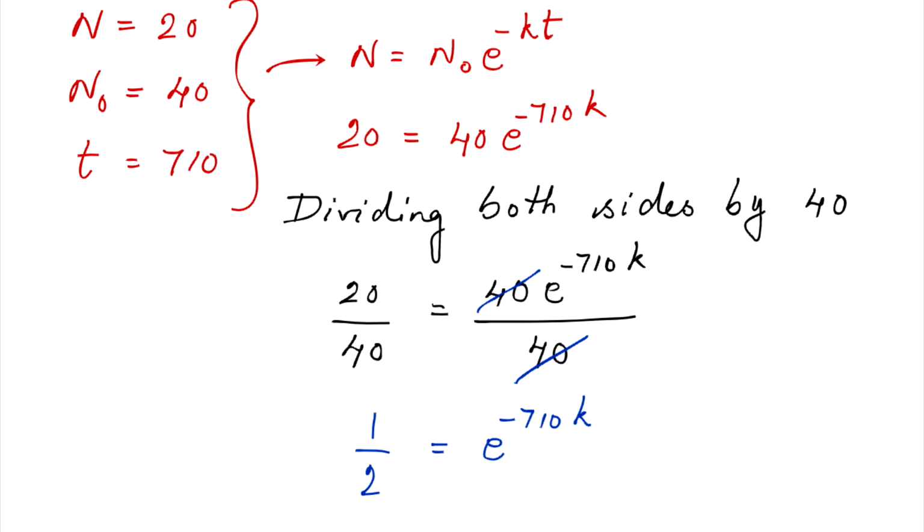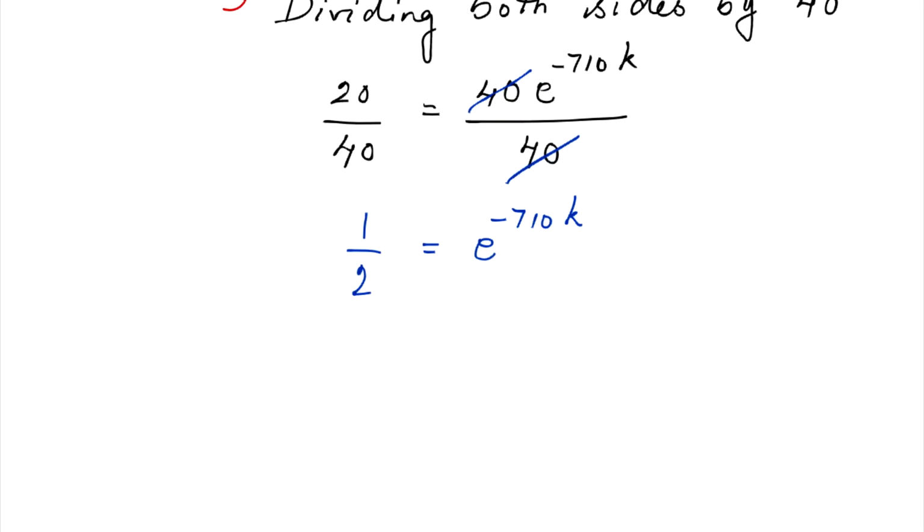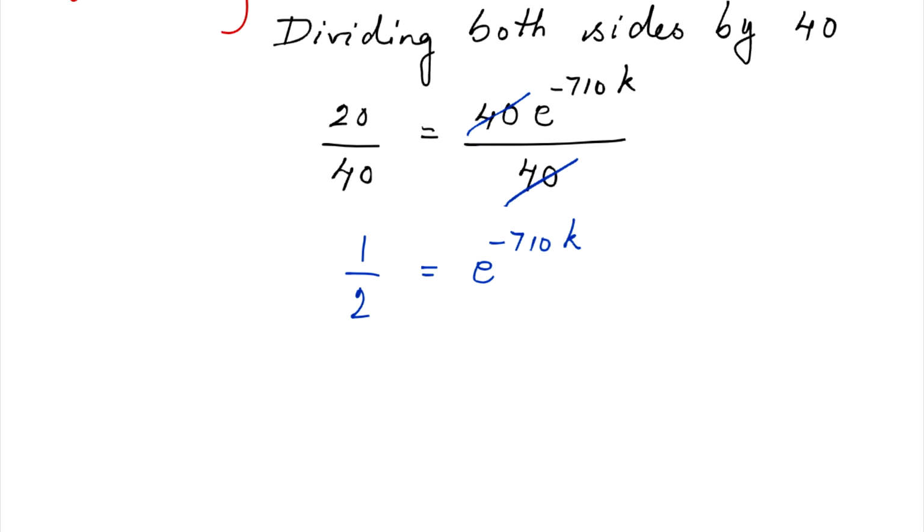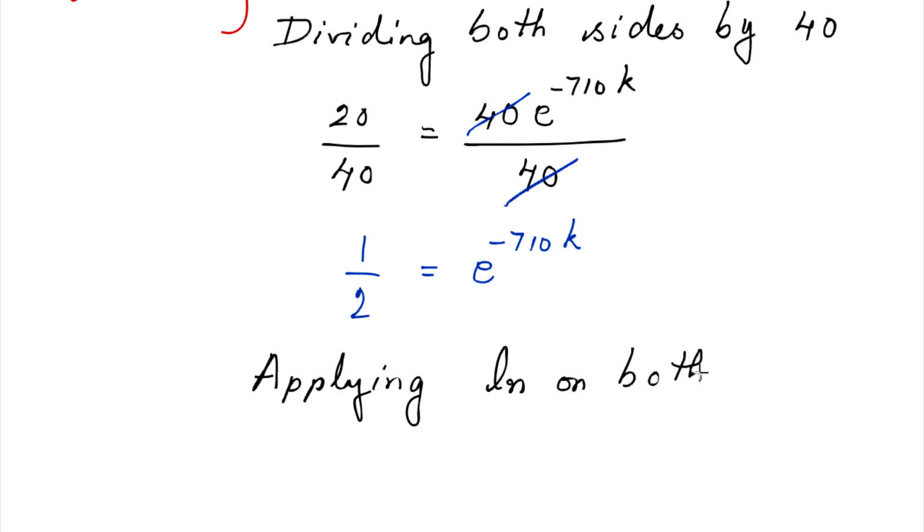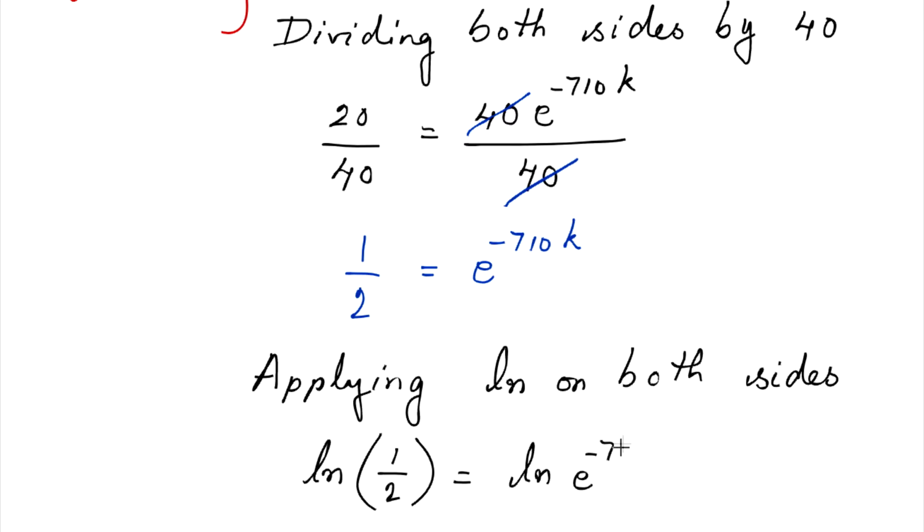Okay, here is where we use logarithms. For the next step, we apply ln on both sides. Now it is important to note the type of log term we use here. Because we have an exponential term on the right side of the equation, we are going to use ln. So that's applying ln on both sides. Now ln is log to the base e. Okay, so let's see what we have here. ln of 1 by 2 equals ln of e to the power minus 710k.